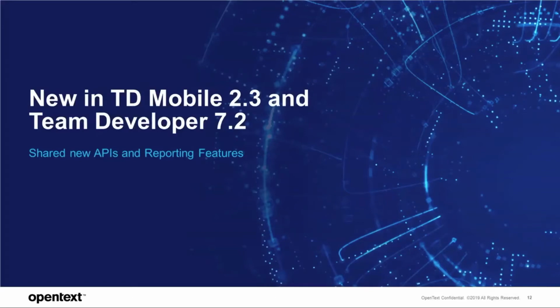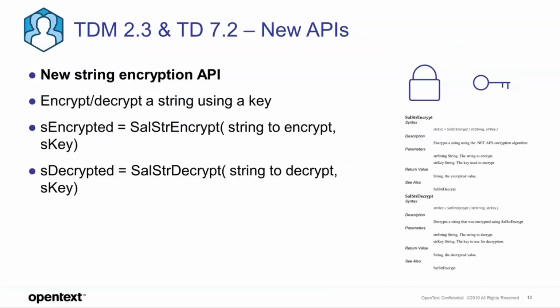The following things are new both in TD Mobile 2.3 and in Team Developer 7.2. So there are shared new APIs and reporting features. There is a new string encryption API. You can encrypt and decrypt a string using a key, with AES 256-bit encryption. So you can basically encrypt and decrypt a string with that modern encryption API.